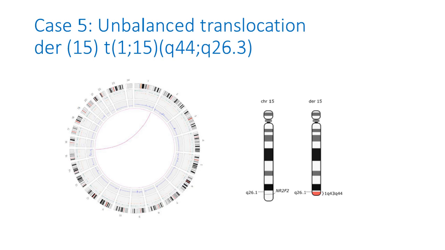So this is case 5. This is an unbalanced translocation between chromosome 1 and chromosome 15. You can see the circus plot here, and that pink line going across shows the translocation between chromosome 1 and chromosome 15. This results in a derivative chromosome 15 with a deletion at the Q terminus and a corresponding duplication of 1Q.